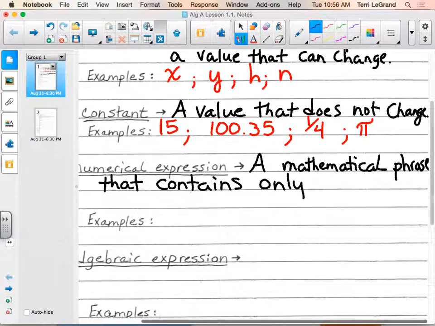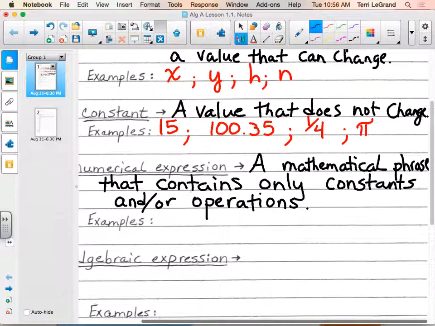only constants and or operations. That's right. So in other words, we're saying it doesn't have to have an operation. A mathematical phrase that contains only constants and or operations. Well, we know what a constant is. We have a visual of it right above this one.